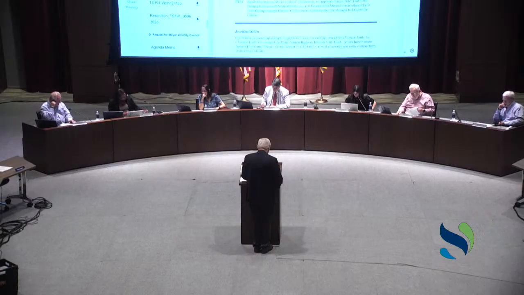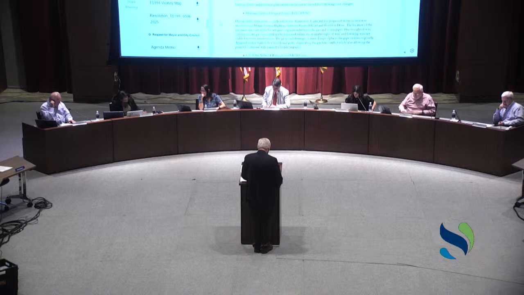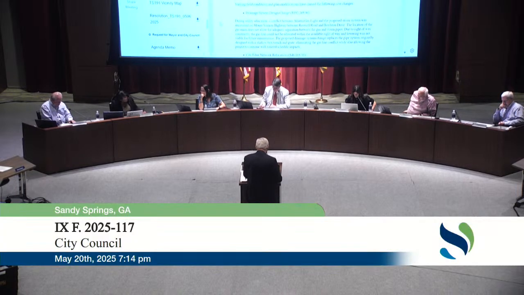Agenda item number 2025-117. This is consideration to approve change order 2 to the existing contract with Vertical Earth, Inc. as it relates to the Mount Vernon Johnsons Ferry Corridor Improvement Project, that's TS-191, and to authorize the city manager to execute the contract. Presented by Public Works Director Marty Martin.